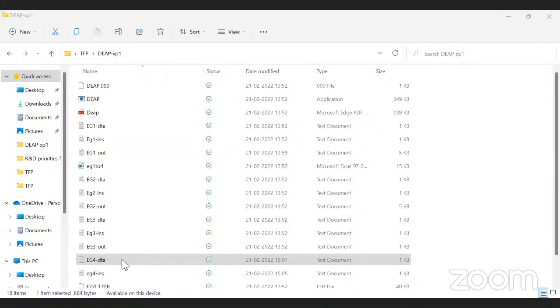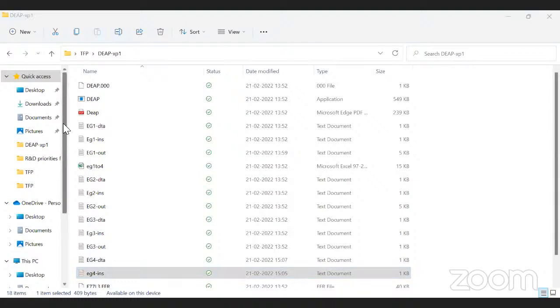These are for a 16-year period. Then the second file is the instruction file. Firstly, we have to put the data file name, which is EG4DTA. The second one is what output file name we want to give. I have taken EG4 output.